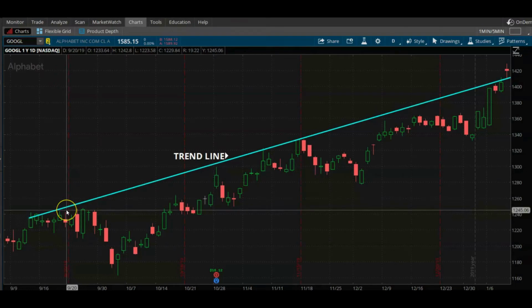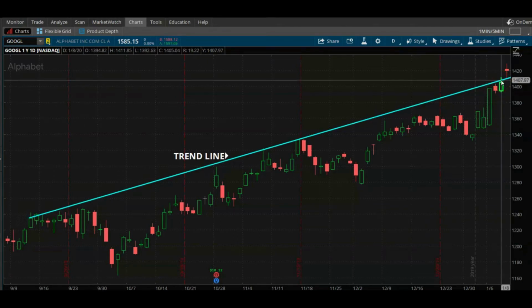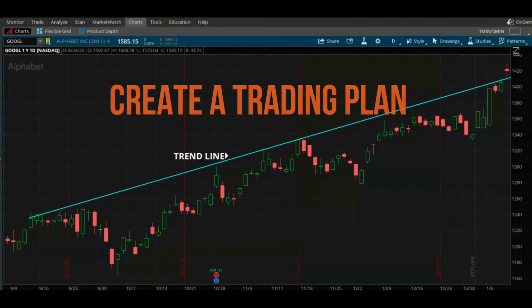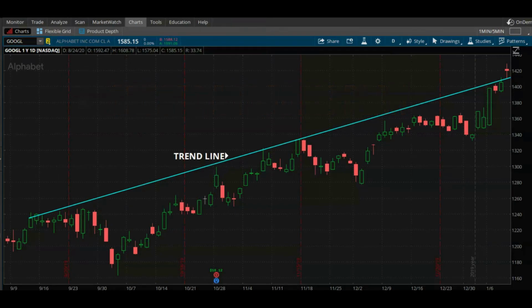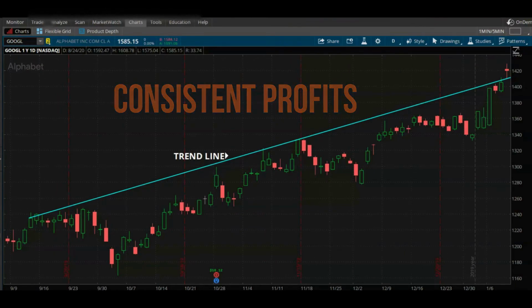This blue line is a trend line, and it shows you the top limit, and when you draw a bottom trend line, it shows you the bottom limits to which price action is moving over a period of time, and helps you create a trading plan. It helps you keep to a trading plan, and ultimately it helps you create more consistent profits.